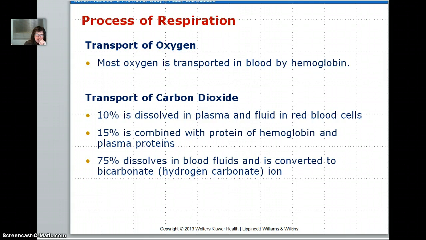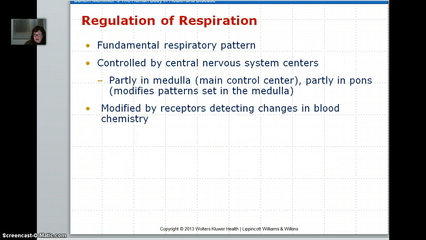Good. The respiratory process has three different mechanisms for regulation. When you regulate it, there is control of the central nervous system by pathways in the medulla oblongata. Please realize the main control center is the medulla, but also there is the pons, but the pons modifies what is set out in the medulla. It is also modified by receptors detecting blood chemistry.